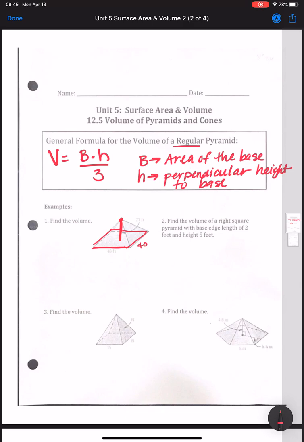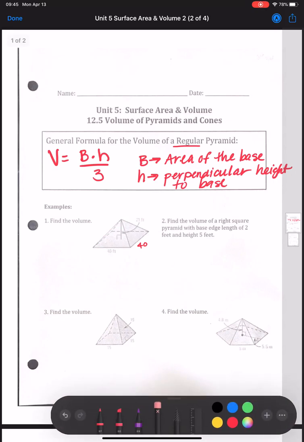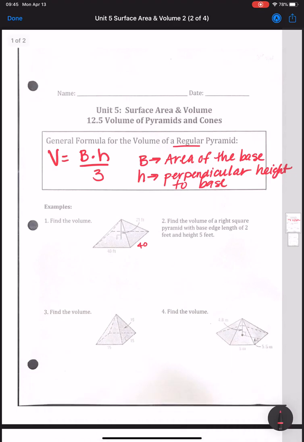So let's look at our first example. I'm going to erase some of these things I've drawn on here. So the first thing we need to know is the area of the base. Well, since this is a regular pyramid, this base is a square. So 40 times 40 would be our base, which is 1,600. And the height in this problem, they just gave it to us. Our height goes perpendicular from the base up to the very top point of our pyramid. So that is 21 feet.